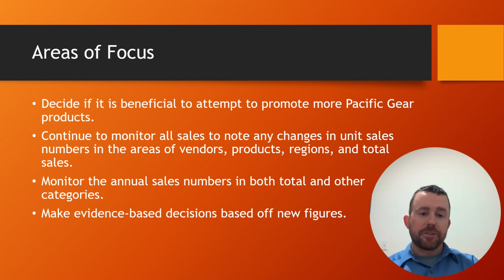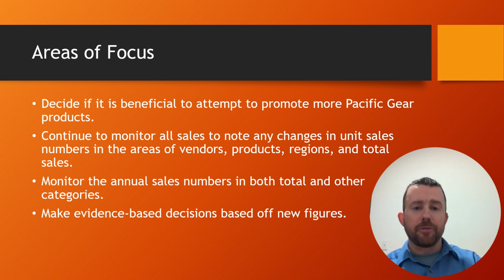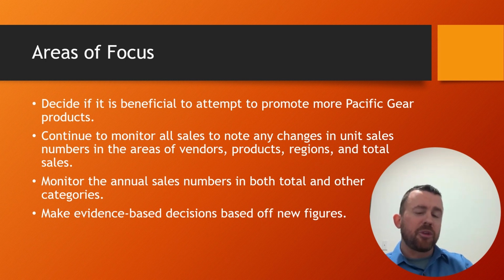Okay, so the areas of focus. It's important for anything: you need to know what you need to focus on, so you know what needs to be addressed and how you can improve your business. So it's beneficial to maybe try to promote Pacific Gear products more. We did see that in general they sold a little bit less. However, that's also because the number of products by the Pacific Gear vendor was lower. So maybe you need to see if we need to get more Pacific Gear products and see if that makes a difference, or if we're financially okay with how we're doing things right now.